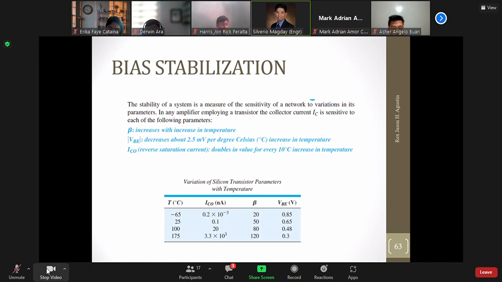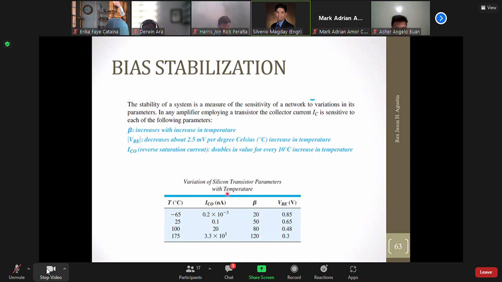Okay, for bias stabilization, the stability factor of the system is a measure of the sensitivity of the network to variations in its parameters. Your beta is increasing with an increase in temperature, while your VBE of a transistor decreases about 2.5 millivolts per degree Celsius with an increase in temperature. Your ICO, the reverse saturation current, doubles in value for every 10 degrees Celsius increase in temperature.